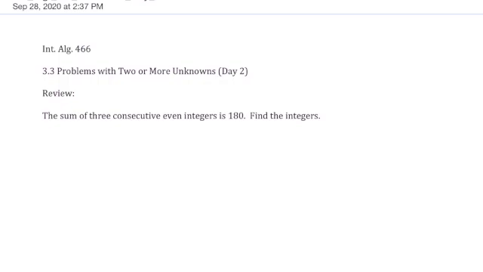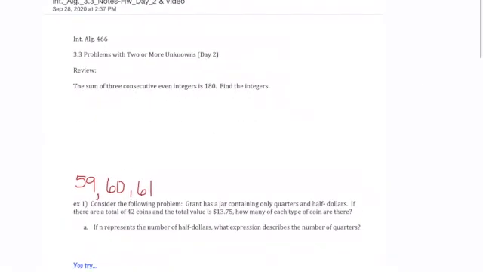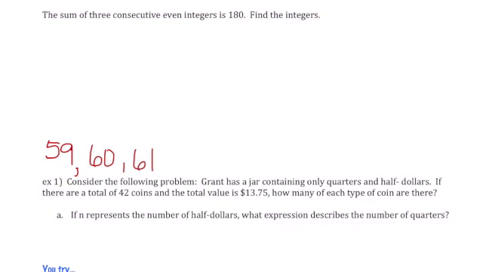And for the people who do not want the answer, you should pause now because I will write the answer in the problem. The answers are 59, 60, and 61. Okay, so if you still have a question, please ask me tomorrow. We are going to go on to example number 1.